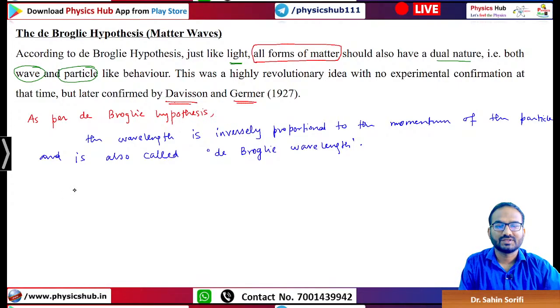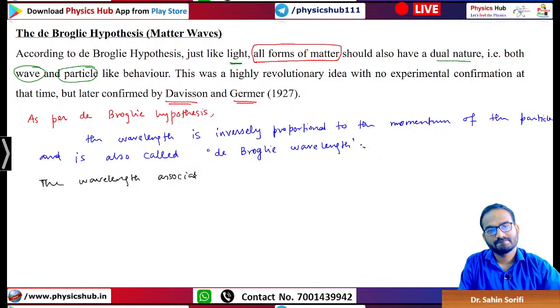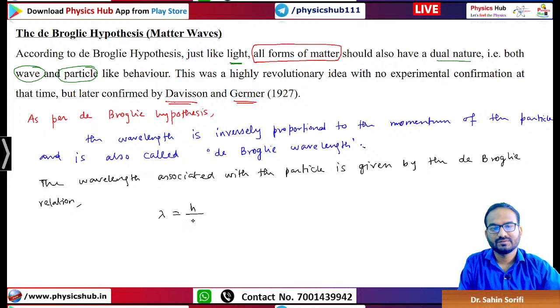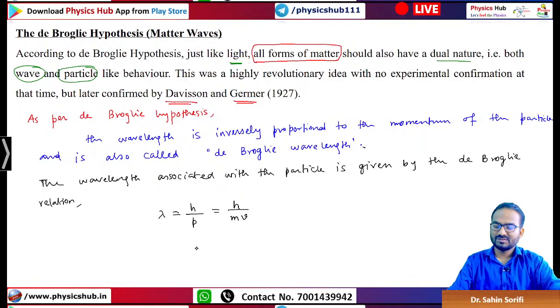Mathematically, for any material object, the wavelength associated with the particle is given by the de Broglie relation. What is the de Broglie relation? The de Broglie relation is given by lambda equals h upon p. So, you can write h upon mv, where m is the mass of the particle, v is the velocity of the particle.